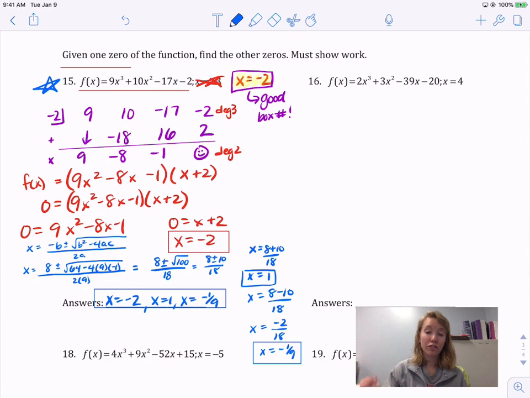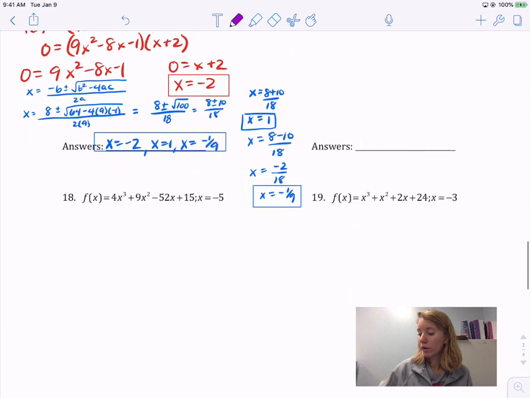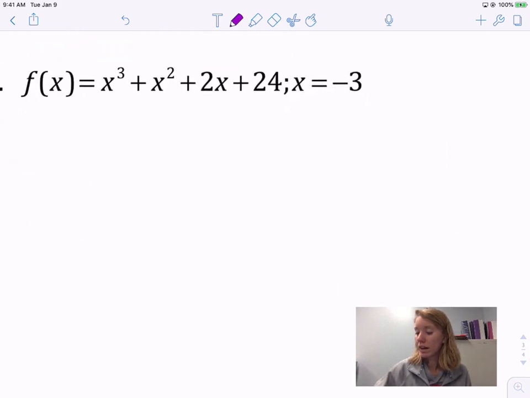but you can see that your synthetic division will help you to find your first answer, and then you can use all of the other tricks that we know for a degree 2 polynomial. So that'll be factoring, that'll be completing the square, and that will be your quadratic formula. Okay, so let's try just one more of these. Let's look at number 19 this time.